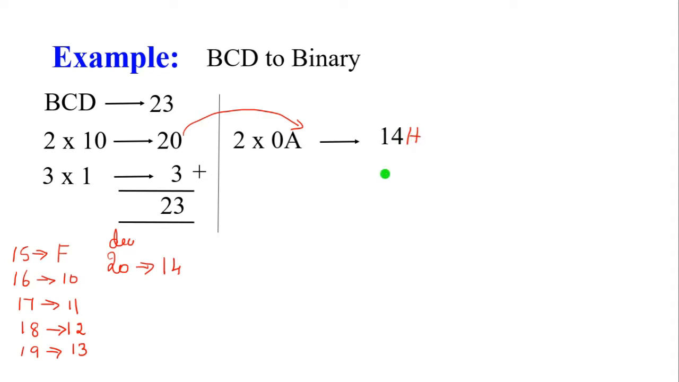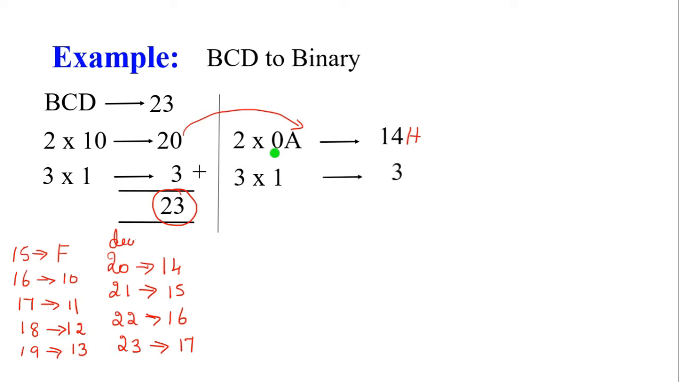Next, what is 21 here? 21 is equal to 15, 22 is equal to 16, and 23 is equal to 17. Our result is 23 in a decimal number, that is the BCD number. After this, 3 into 1 is 3. Here we perform the addition operation. After this addition, the result becomes 17. It is equivalent to 23 in a BCD number. Here 23 is the BCD number, and 17 is the hexadecimal number.